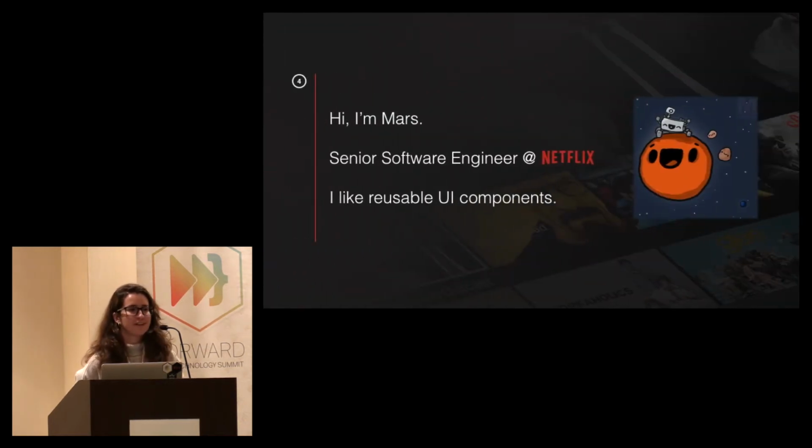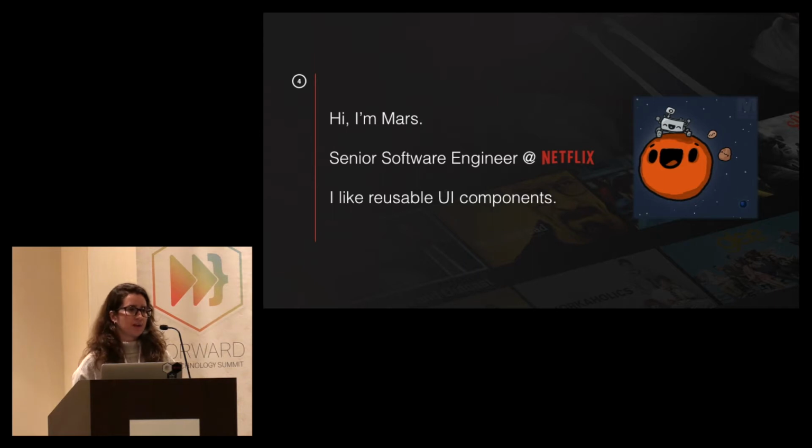Hi, I'm Mars. I'm currently a senior software engineer at Netflix, and I don't know if you know this, but I really like reusable UI components. Yeah. And I wanted to share today with everyone some of the best practices I learned while building these components and continuing to build these components and also making them a library for others to use. So we're going to go over today how you can write the components themselves, but also how you can distribute them across teams.